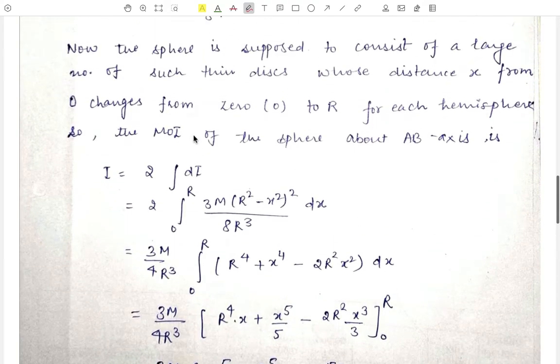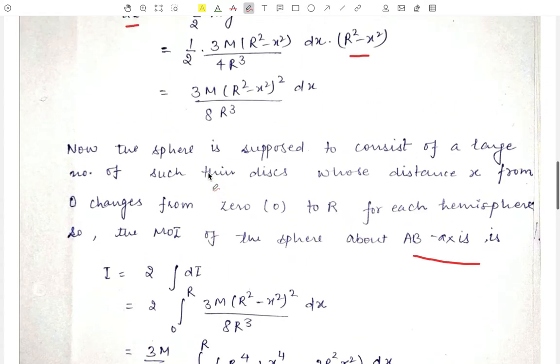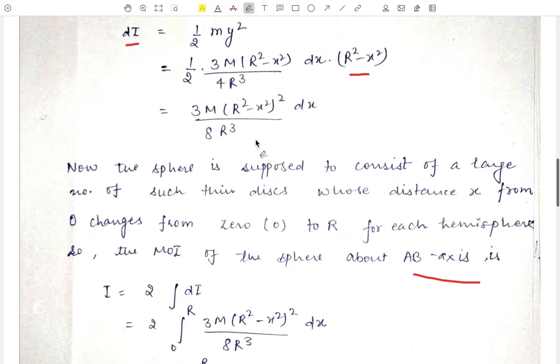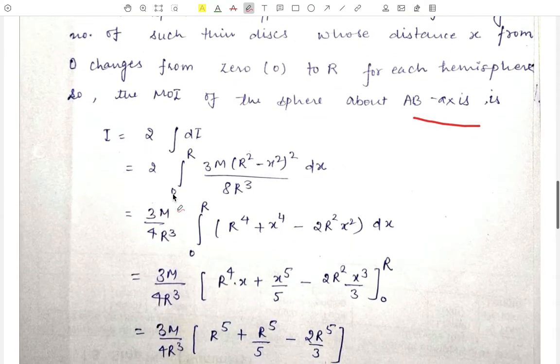Therefore the moment of inertia of the sphere about the AB axis is given by 2 times the integration of this small moment of inertia dI, that is 3m into (r square minus x square) whole square upon 8r cube dx, with the limits of integration from 0 to r. Now this 3m upon 8r cube is a constant, and therefore it can be taken outside the integration.